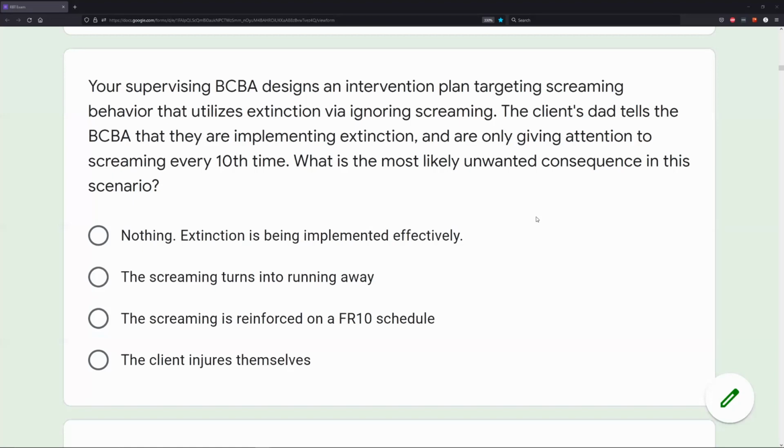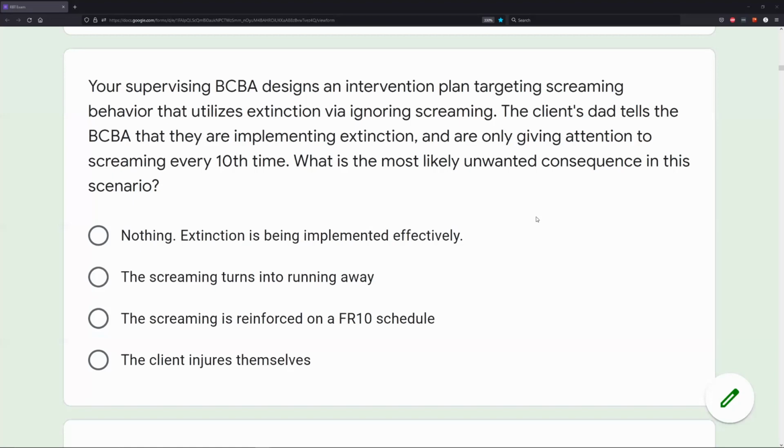C, the screaming is reinforced on an FR10 schedule. Yes, right? If you are reinforced every 10th response, what kind of schedule is that? It's a fixed ratio 10. If dad is reinforcing screaming every 10th time by giving it attention, well, now that screaming is on an FR10, possibly worse than before. Again, why it's so important to implement extinction consistently. C looks like our best answer.